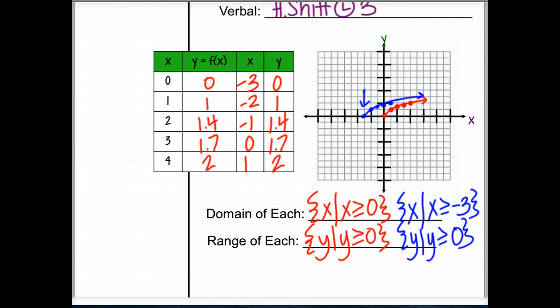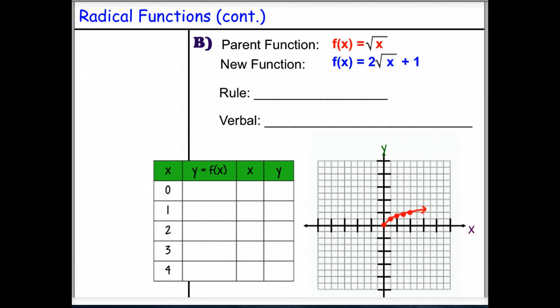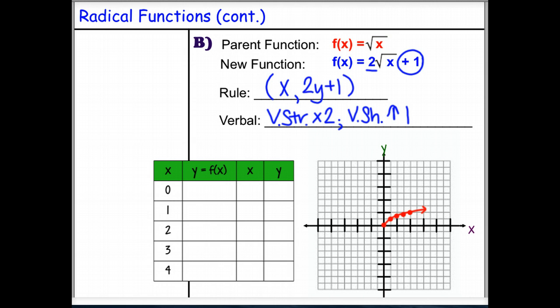Moving on to another example. We've got 2 times the square root of x plus 1. That 2 tells us we have a vertical stretch, and it is a factor times 2. And this plus 1 tells me we have a vertical shift up 1. So when we write our rule, we don't have anything affecting the x, so x stays x. Stretch times 2 says we're going to take y multiplied by 2, and then up 1 is plus 1.